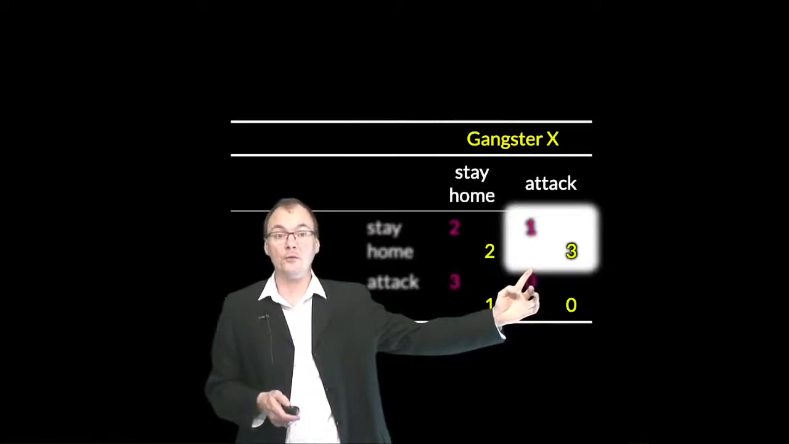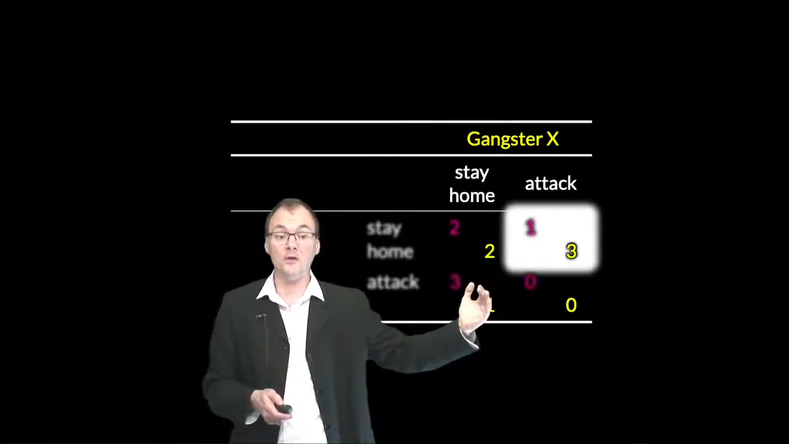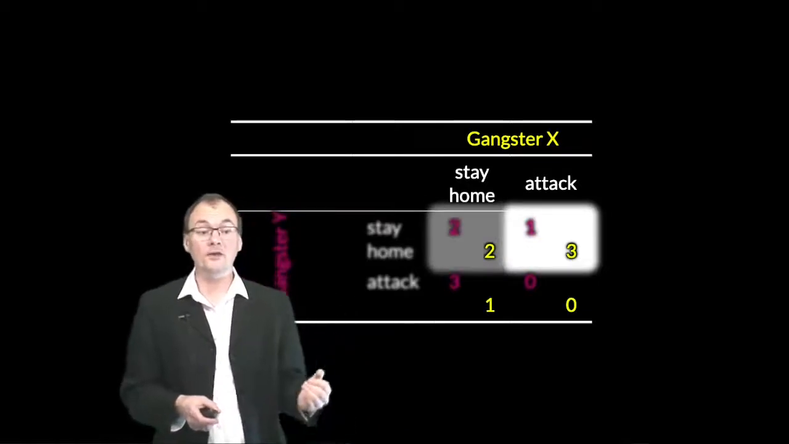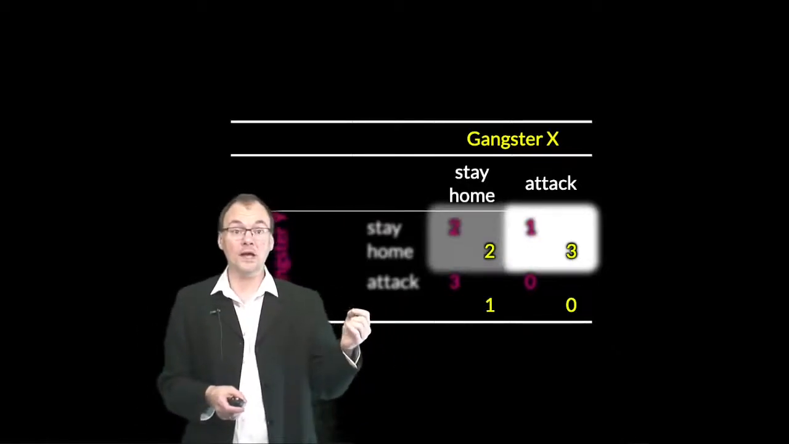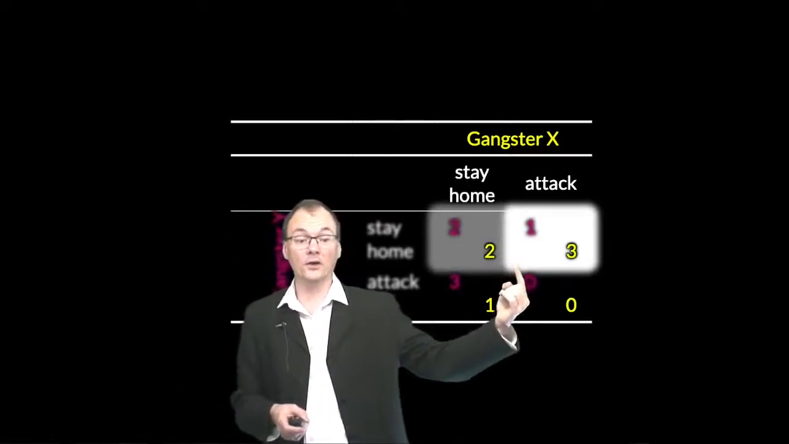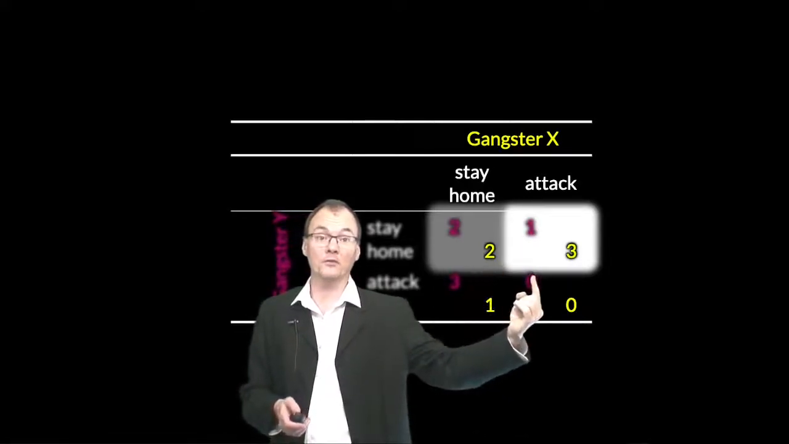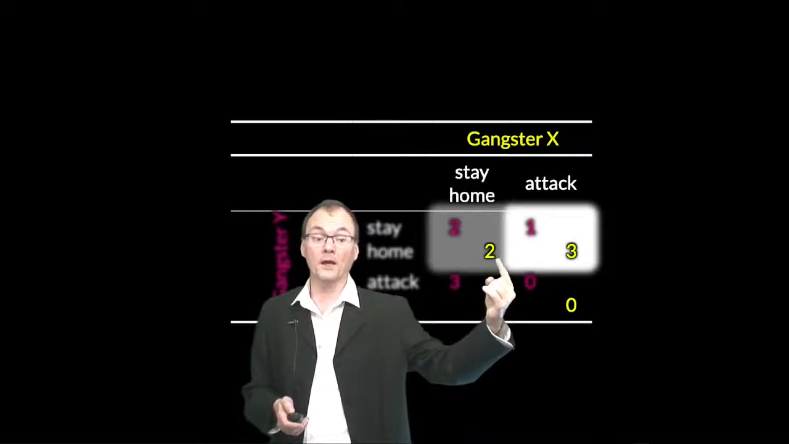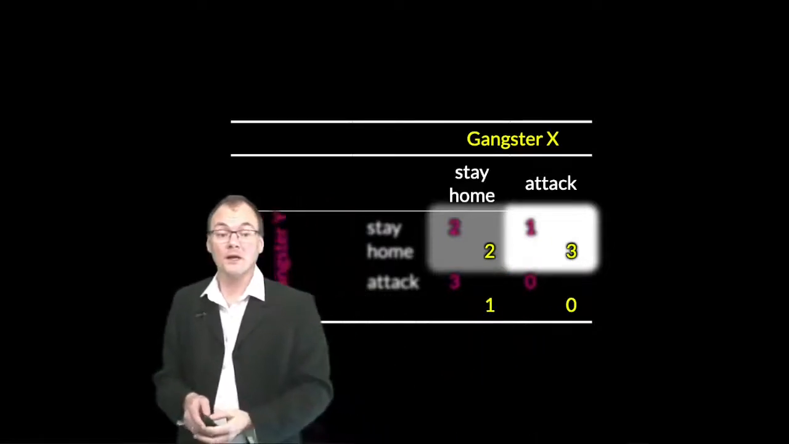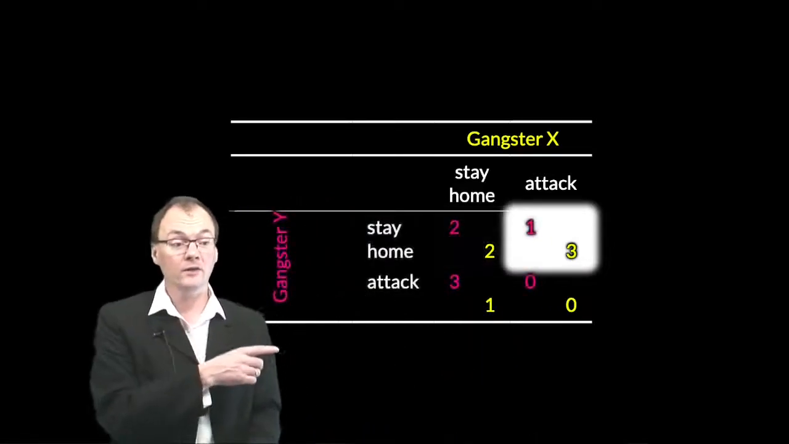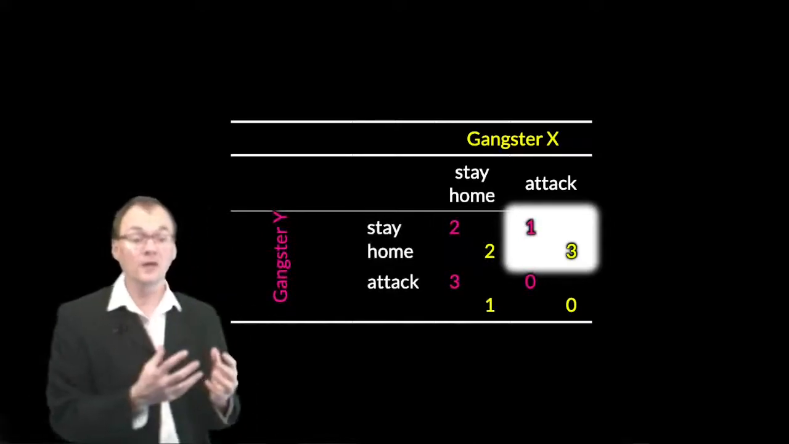Could gangster Y improve matters by acting unilaterally? And the answer to that is no, because if gangster X is acting unilaterally, gangster Y can only move on the X-axis from attack to stay at home. But that actually makes things worse, not better. So this one, stay home attack, this corner here, is a Nash equilibrium.